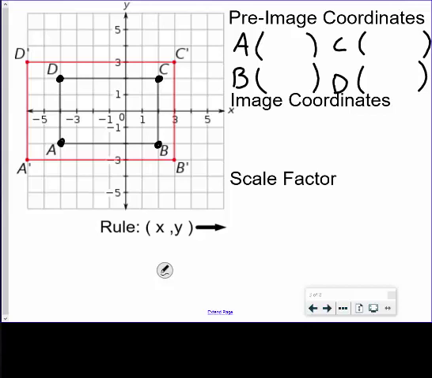What is A's coordinate? -4, -2. B's coordinate? 2, -2. C's coordinate? 2, 2. D's coordinate? -4, 2. Alright, do the same thing for your image: A prime, B prime, C prime, D prime.